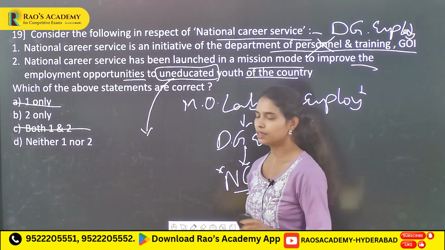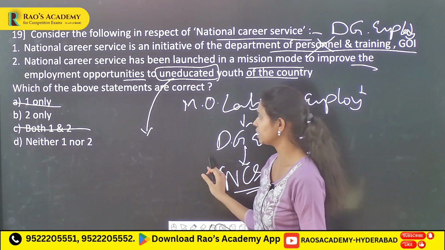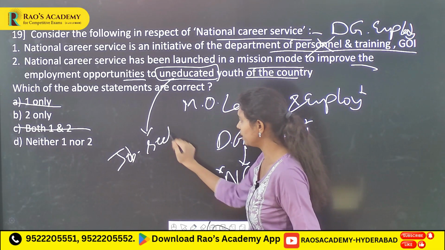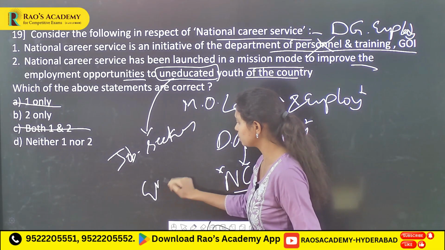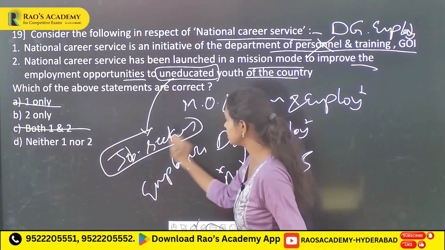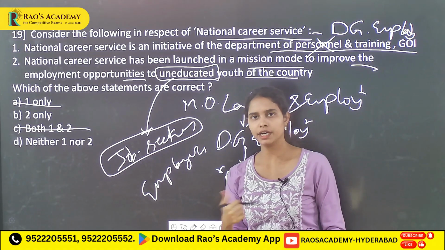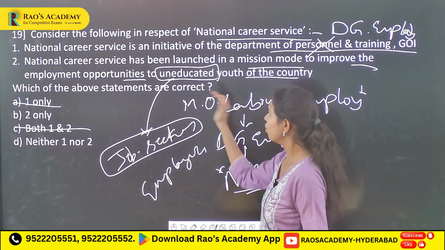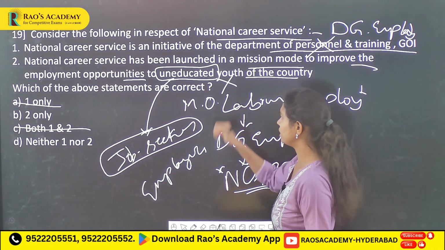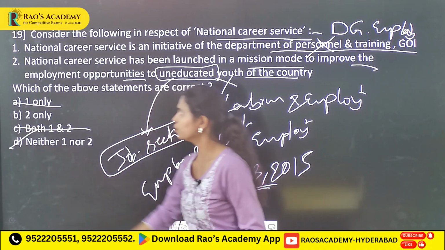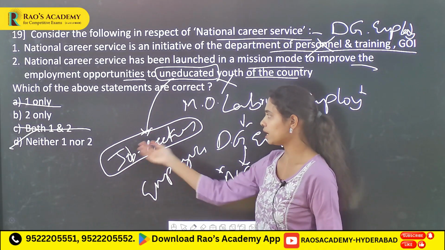The main purpose of this service is to bridge the gap between the job seekers as well as the employers. The job seekers include both the educated as well as the uneducated, but it has given only the uneducated. So it is an incorrect one. So the answer is both of them are incorrect, that is, neither one nor two.